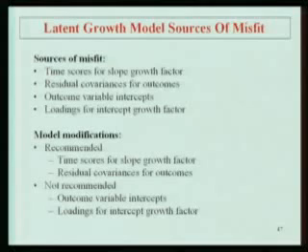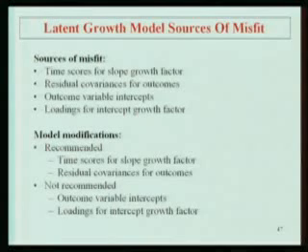Well, we could free time scores for the slope growth factor. So that would be these 3 paths. We may be able to free one of those. Or we could add residual covariances. So that would be arrows between epsilon 1 and 2, 2 and 3, 3 and 4, something like that. We might need to add those.